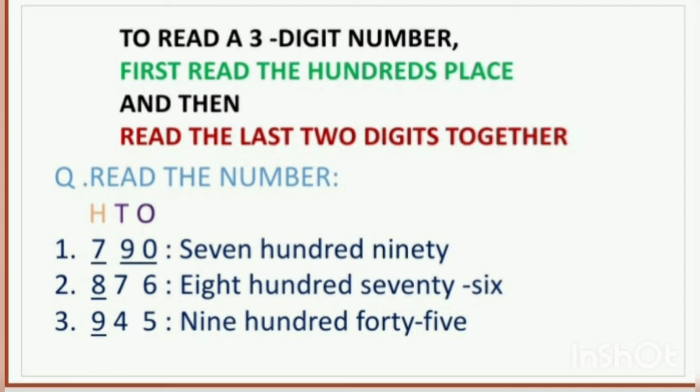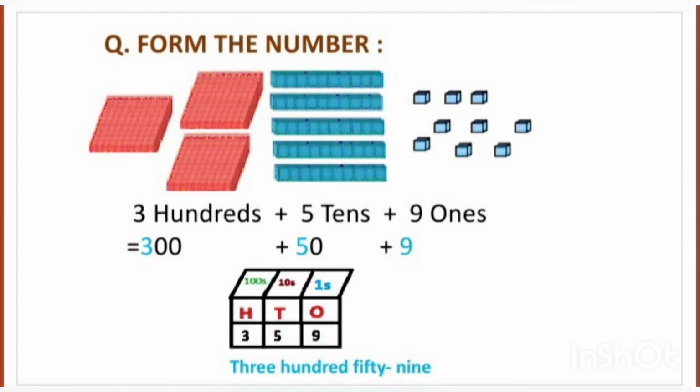Come to the third question. Now the number you can see is 945. The digit in hundreds place is 9, so you can write or read it as 900. Now combine the last two digits, 45, that is 45. So here you can read or write the number as 945.